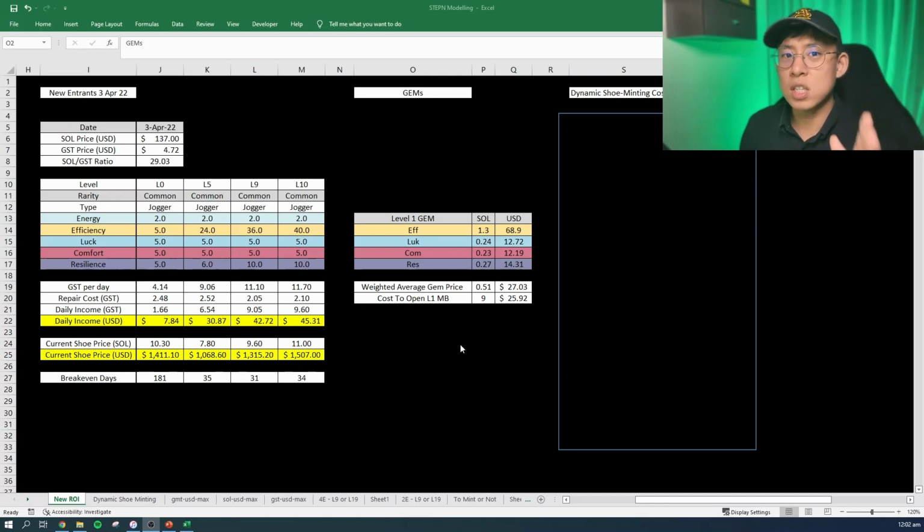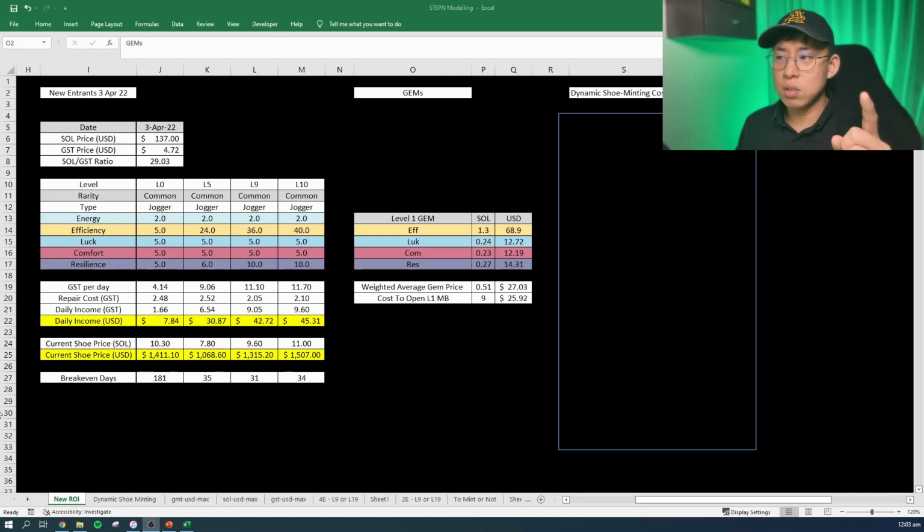However, today, based on the recent update by the STEPN development team, they actually put in a minimum GST cost to open mystery boxes. And the minimum cost to open a level 1 mystery box is actually 9 GST, and at current prices, it is almost $26. And so based on probability, you might see that it is reasonable and cost efficient for you to open up your level 1 mystery boxes. This may not be the case if the prices of GST increase or the prices of Solana decrease.